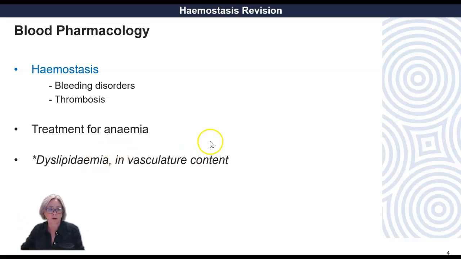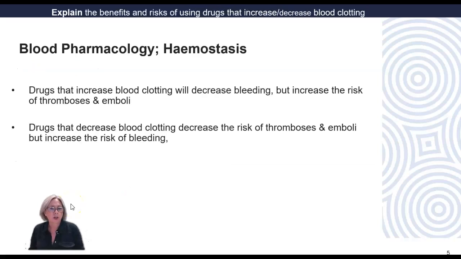and how it relates then to atherosclerosis. So in terms of hemostasis, drugs that increase blood clotting will decrease bleeding, which is good in this case, but increase the risk of thromboses and emboli. And drugs that decrease blood clotting decrease the risk of thromboses and emboli, which again is good, but increase the risk of bleeding. And both of these categories of drugs will increase the risk of stroke, which is what we're going to look at now.